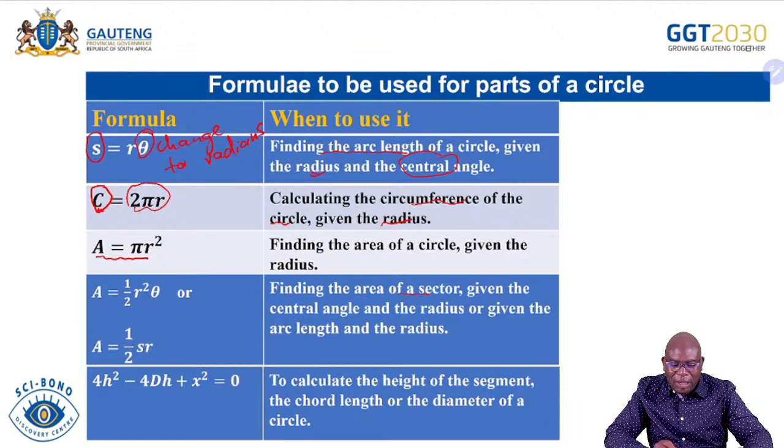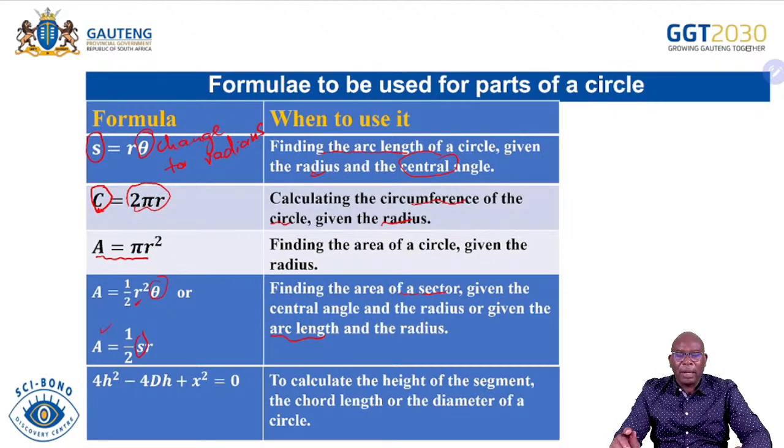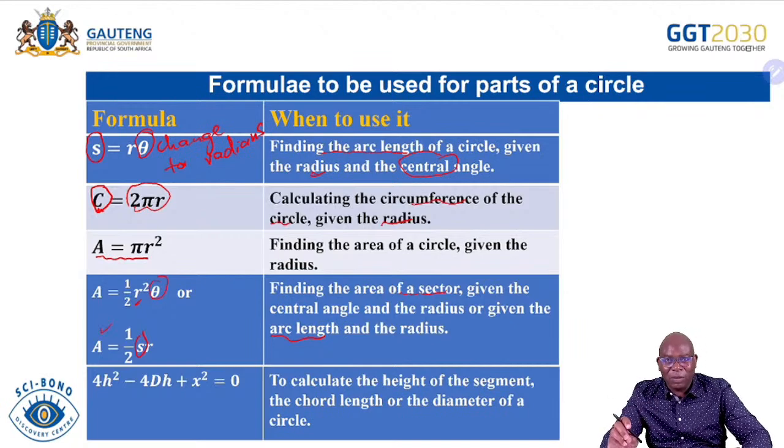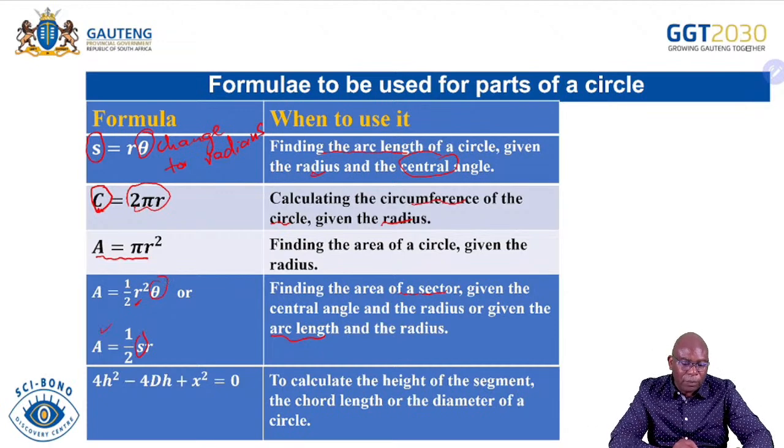Finding the area of the sector. Remember I talked about the sector. You must be given the central angle, right? And you must also be given the radius. So if I've got a central angle and I've got a radius, I'm able to calculate the area of the sector. Or I must be given the arc length. If I know the arc length, which is S, I can calculate the area of the sector. So those two formulae, it will depend on what is given in your question. If I'm given a central angle, I'll use that formula. If I'm given the arc length, I'll use that formula.